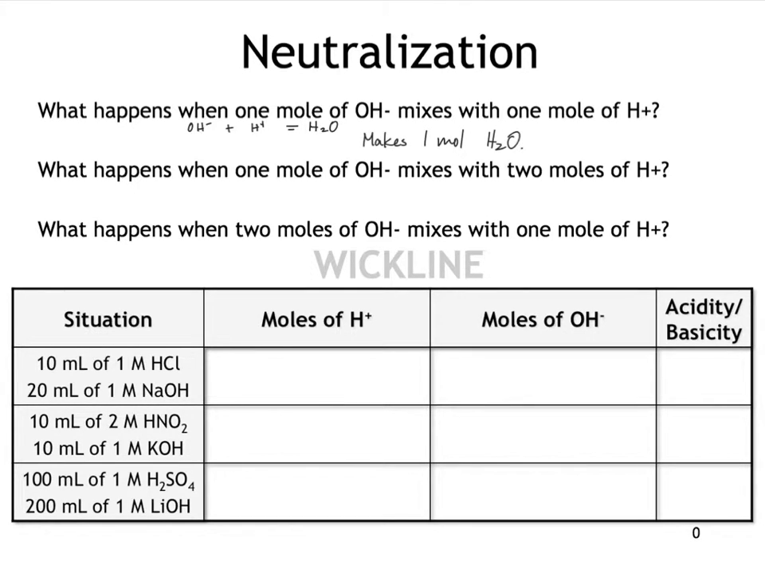But what happens if they're combined in a ratio that's not 1-to-1? What if there's 1 mole of hydroxide with 2 moles of hydrogen? So the 1 mole of the hydroxide would combine with 1 mole of the hydrogen, and you would get 1 mole of water. But I only used 1 mole of the hydrogen, and there's still 1 mole left. So you would also have a mole of hydrogen left.